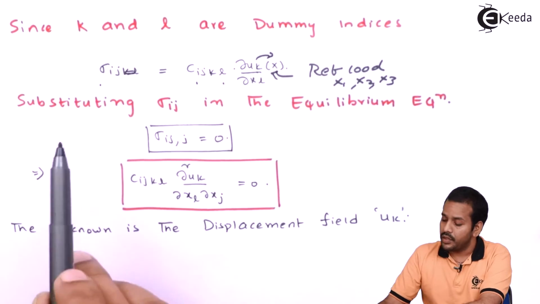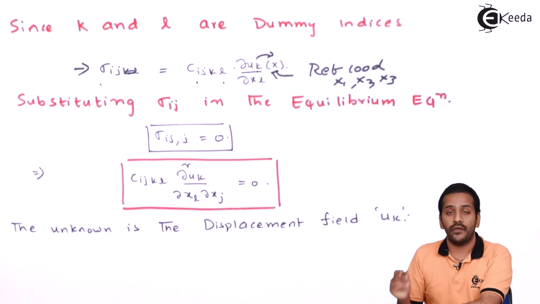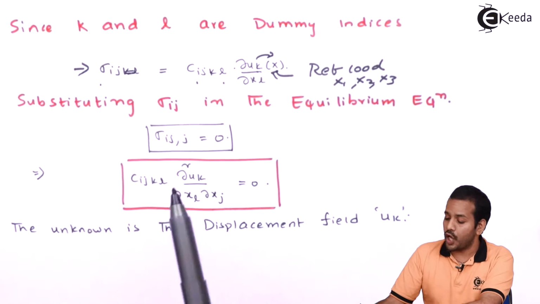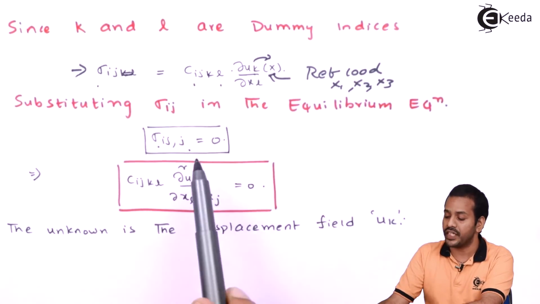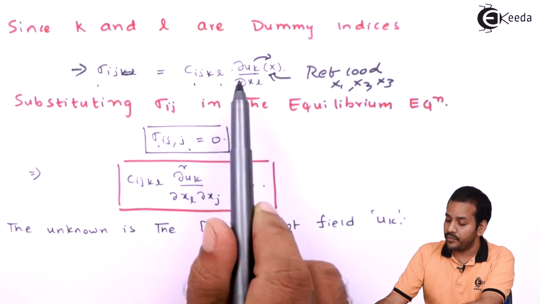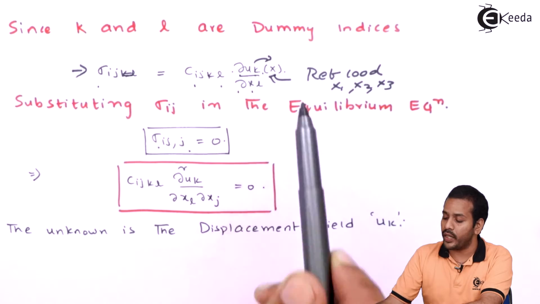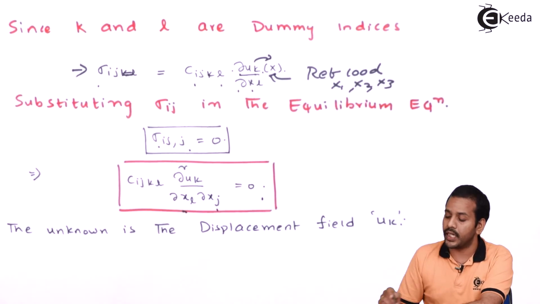Now, substituting sigma ij into the equilibrium equation, we have stress here. Now that has to satisfy the equilibrium equation. That is our first prerequisite that we mentioned. Now sigma ij,j is equal to 0. That is, if you differentiate this expression with respect to j, this will change to C ijkl ∂²u_k/∂x_l∂x_j equal to 0. So this is our governing equation.